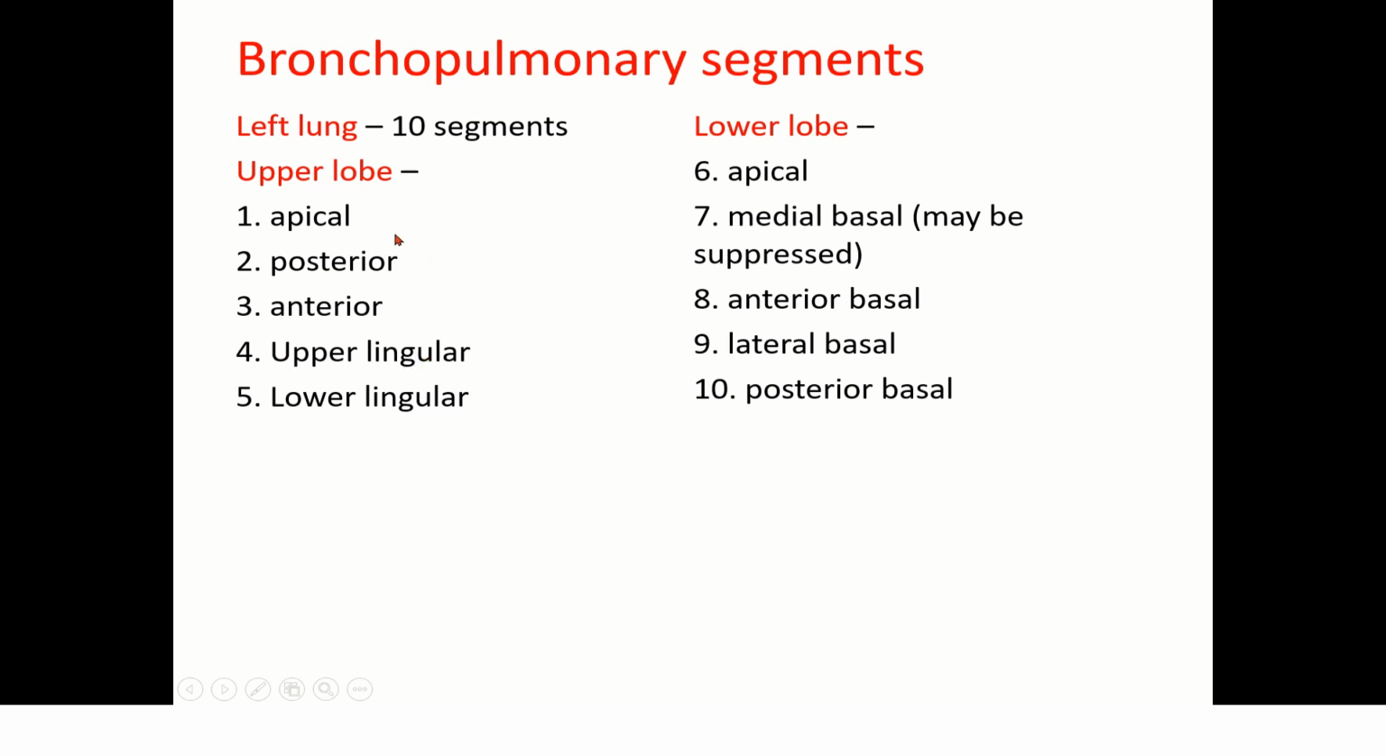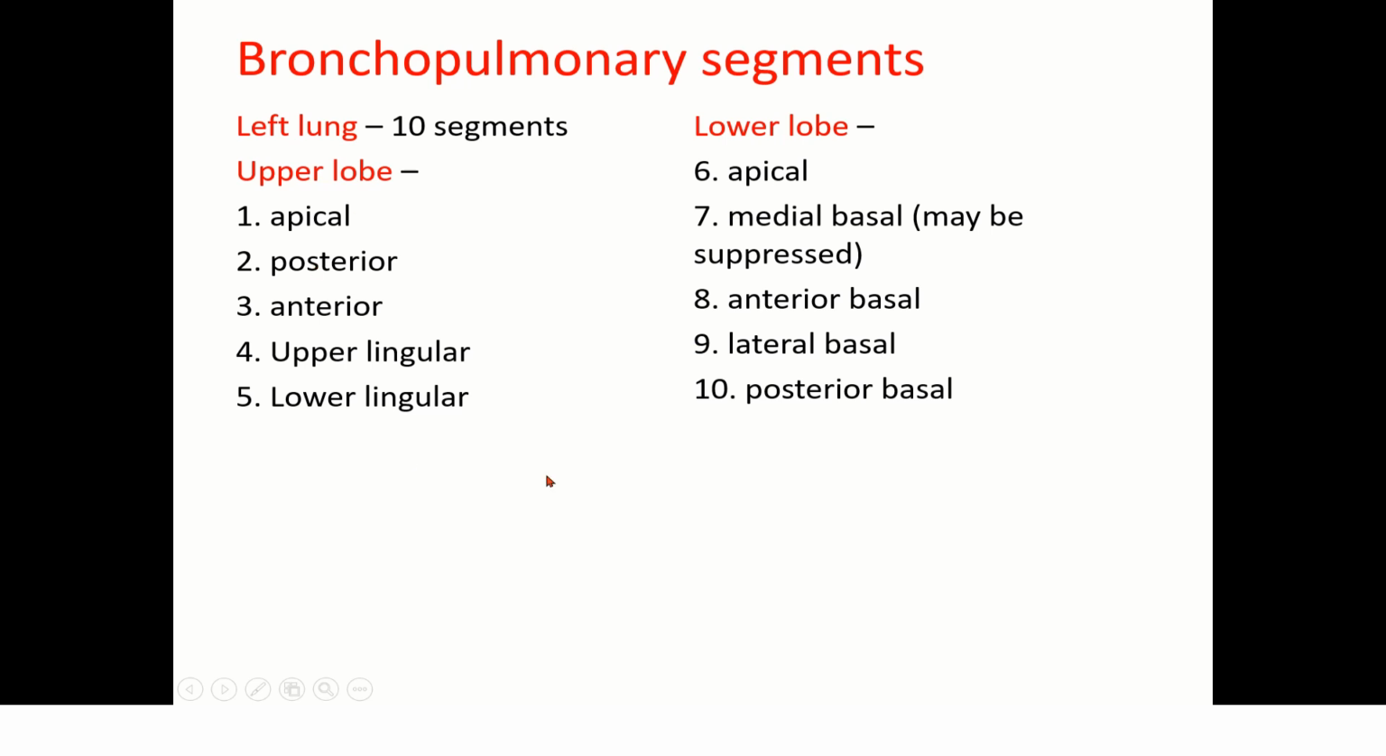Total 5. In older books they used to consider apico-posterior as a single bronchopulmonary segment, but now there are three bronchopulmonary segments in the upper lobe of the left lung, apical, posterior, anterior, and two bronchopulmonary segments in the lingula, upper lingular and lower lingular. And in the lower lobe, again there are 5, namely the apical, medial basal, anterior basal, lateral basal, posterior basal. Medial basal will be suppressed due to more bulging of the heart on the left side.